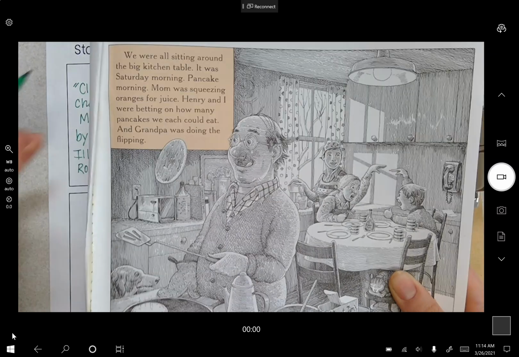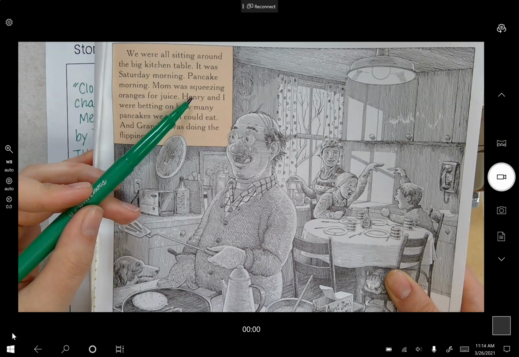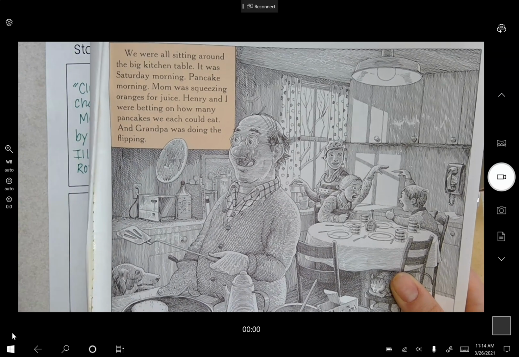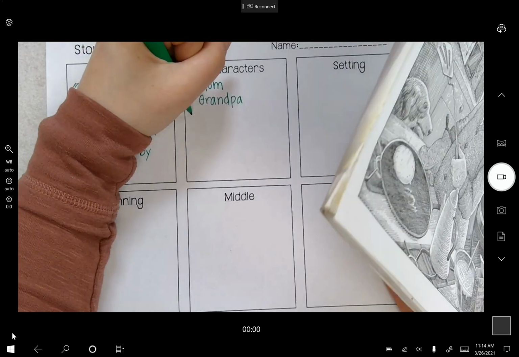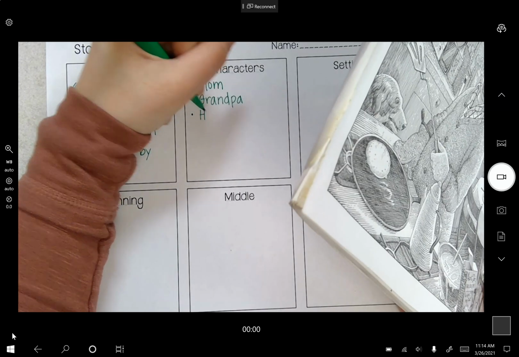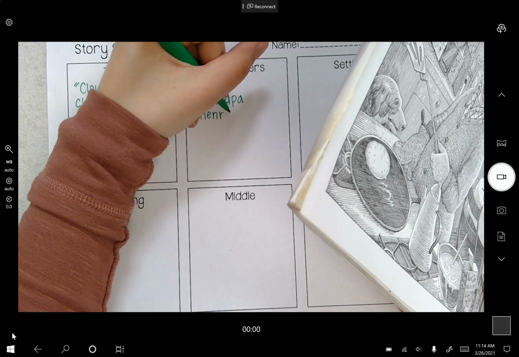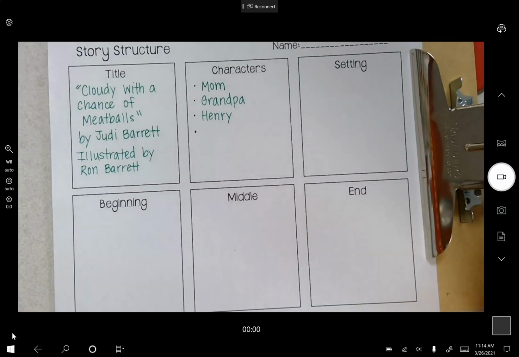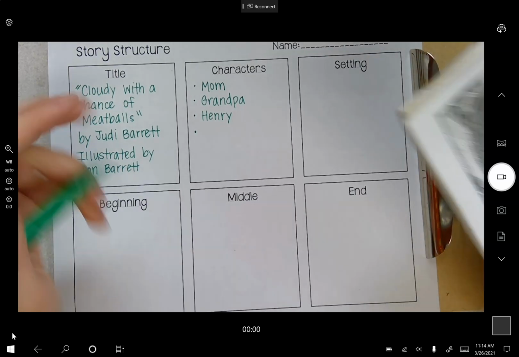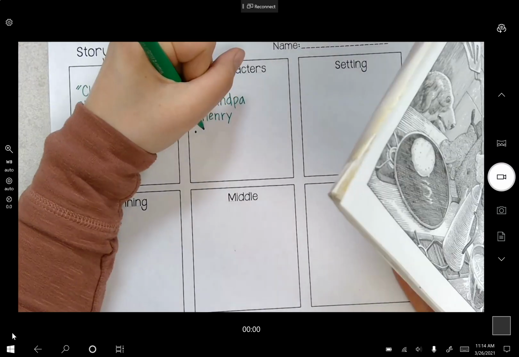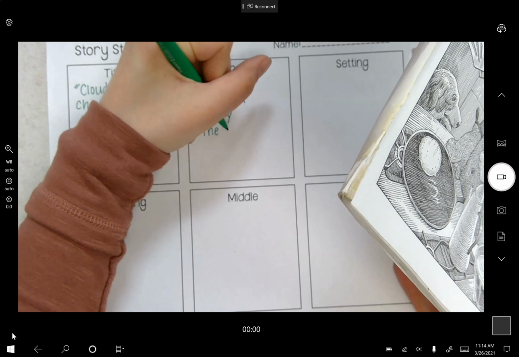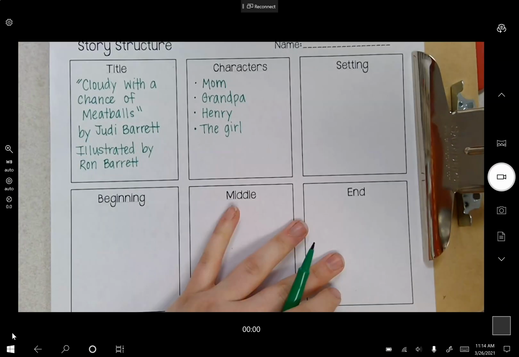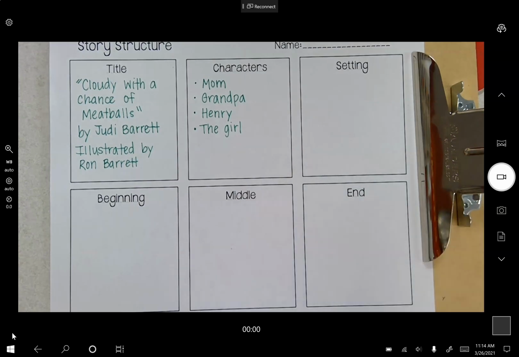Okay, who else do we learn about on this page? Oh, we have Henry. So it says Henry and I were betting on how many pancakes we could each eat. So we have Henry. And then the story is actually told from the point of view of the girl character. So they don't actually give us her name. So we're just going to say the girl. So she's who's telling us the story. So we have Mom, Grandpa, Henry, and the girl.